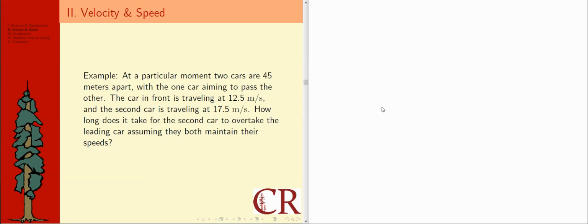At a particular moment, two cars are 45 meters apart, with one car aiming to pass the other. The car in front is traveling at 12.5 meters per second, and the second car is traveling at 17.5 meters per second. How long does it take for the second car to overtake the leading car, assuming they both maintain their speeds?